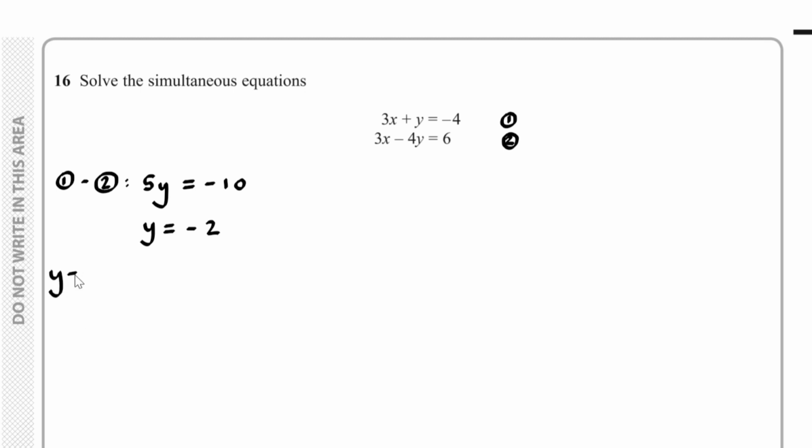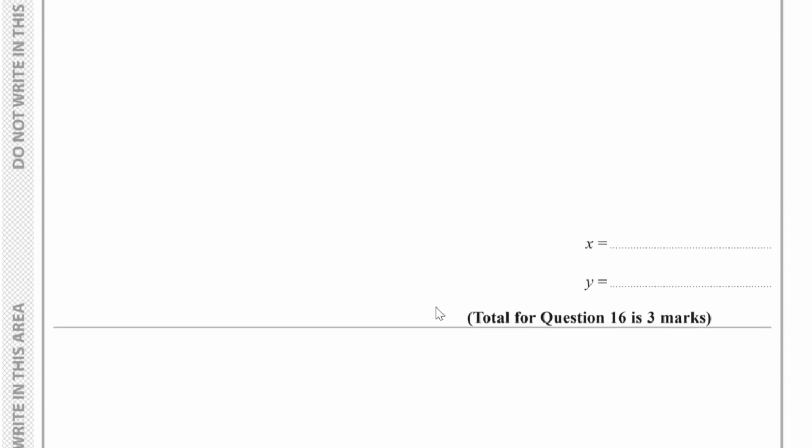We can now find out what x is. When y is -2, let's substitute this back into equation 1. We've got 3x minus 2 equals -4, add 2 to both sides. 3x is -2, which means x is equal to -2/3. So we've got solutions: x equals minus 2/3, y equals minus 2.